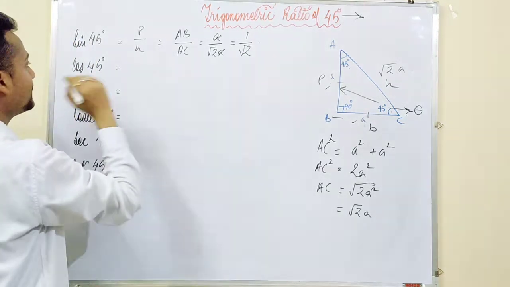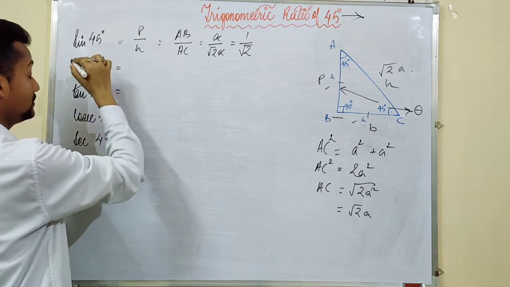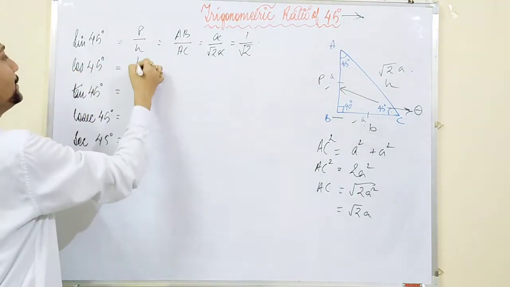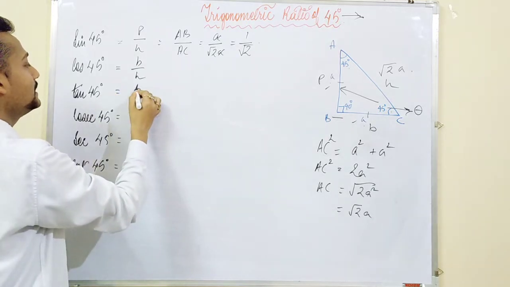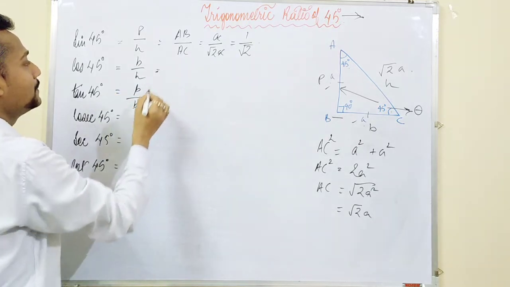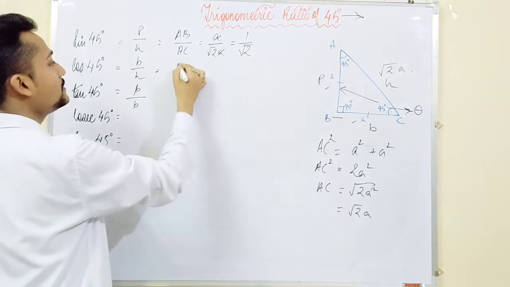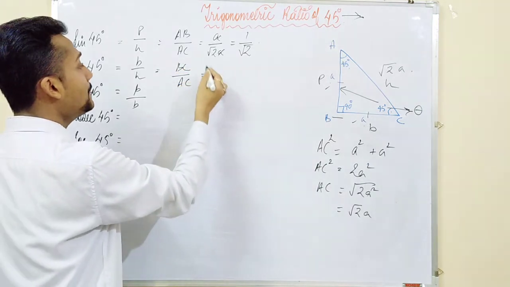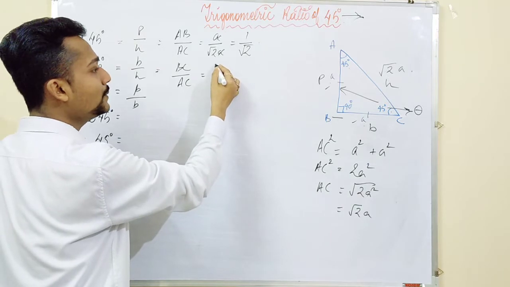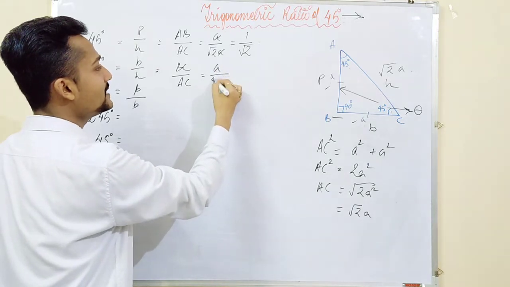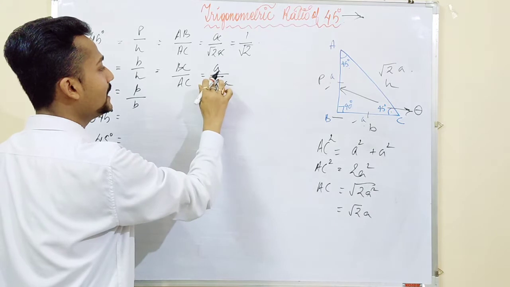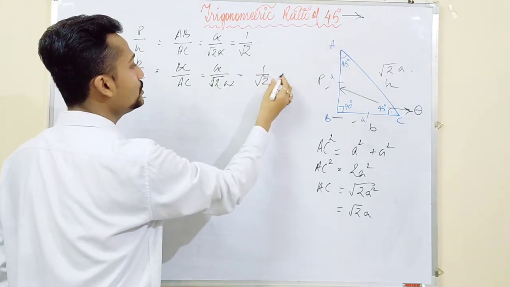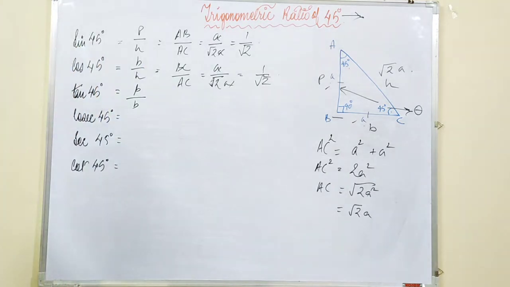Now cos 45 degree. Cos 45 degree. That means some people have curly brown hair turns permanently black. Okay. B by H. B is equal to how much? B is equal to BC. H is equal to how much? H is equal to AC. BC by AC. BC is equal to how much? BC is equal to A. AC is equal to root 2A. Root 2A, A cancels, 1 by root 2. Okay.